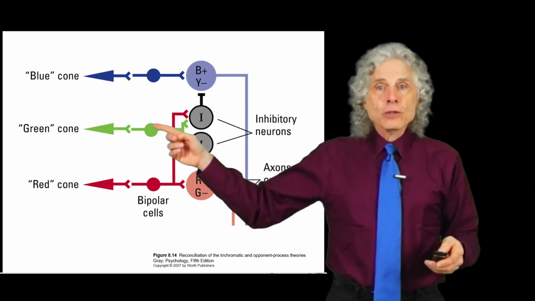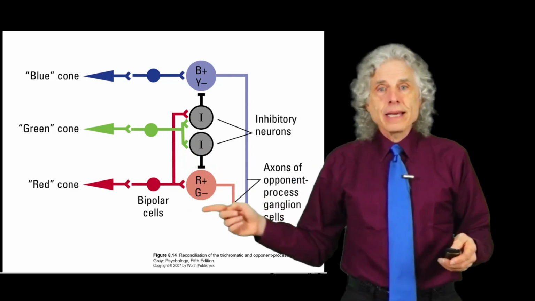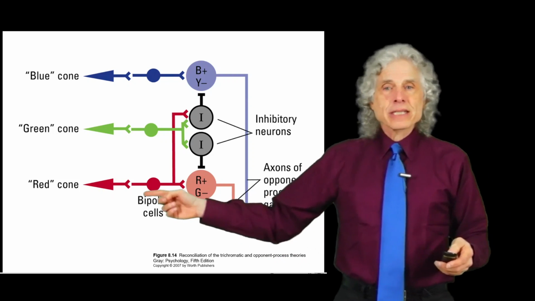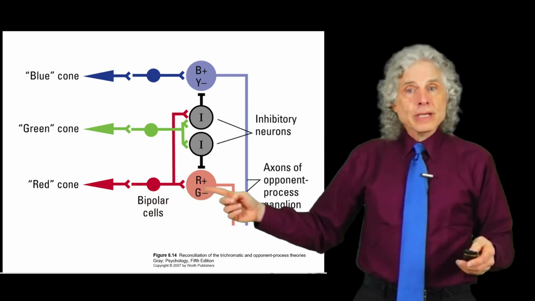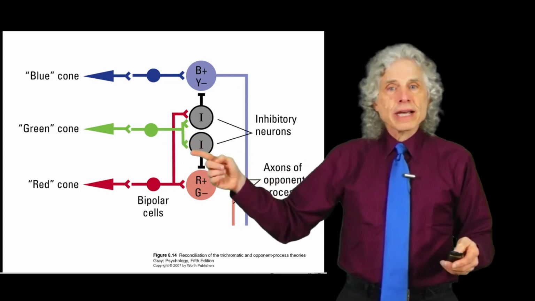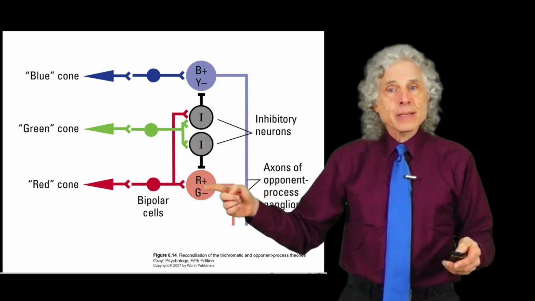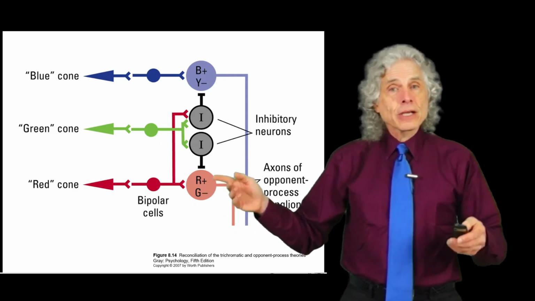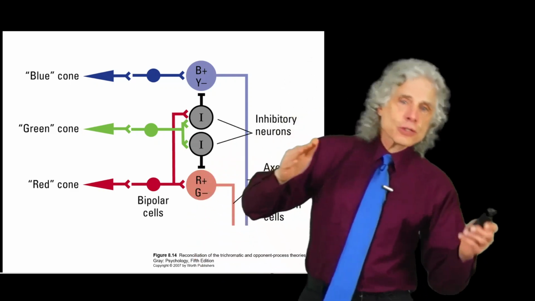Again, from your textbook, an example of opponent process circuitry in the retina. Here you've got a green cone, here you've got a red cone, here you've got a ganglion cell that goes to the visual cortex of the brain. The wiring is such that the red cone excites this opponent process cell. The green cone via an inhibitory neuron inhibits it. So this is neither a red detector nor a green detector. It's a relative redness versus greenness detector.